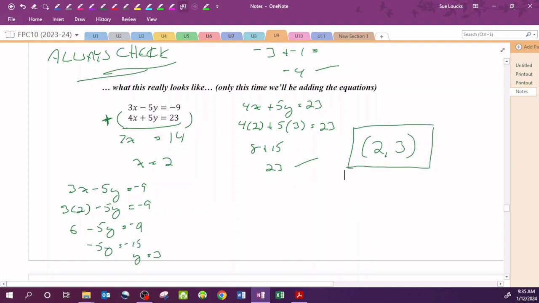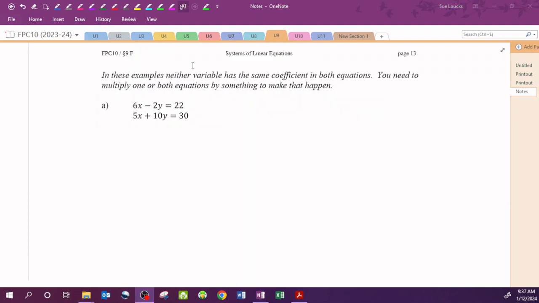Okay, that's what it really looks like. Okay, this time I need to multiply. This time the coefficients aren't the same. So I have to multiply something by something to get the coefficient the same. And I notice that if I multiply the 2 by 5, I get 10. So I'm going to multiply this equation by 5. Now make sure that you multiply every term by 5, otherwise it doesn't work.